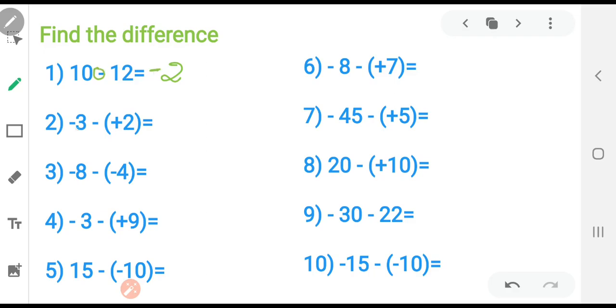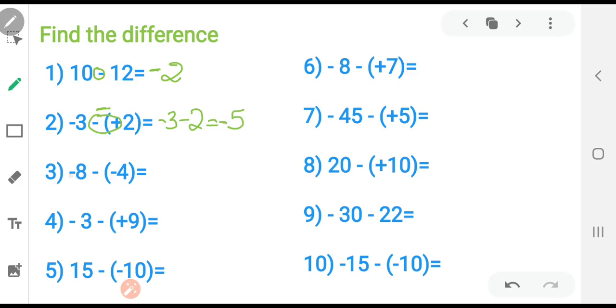Now, example 2. I have minus 3 minus plus 2. Minus and plus will be changed into a minus. So this will be minus 3 minus 2. I have the same sign, so I add the numbers. It's a 5. What's that same sign? It's the minus, so minus 5.